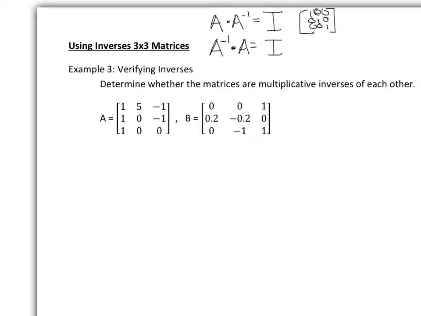So how we proved that for these was, we said if A times B equals the identity and B times A also equals the identity, then the answer would be yes, they are inverses. If one or both of them do not equal the identity, then the answer would be no.